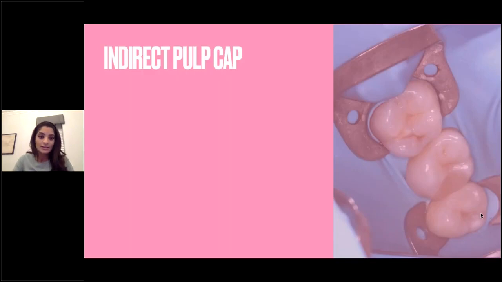So let's talk about indirect pulp capping and how we do it. So, getting more onto the juicy stuff of how we actually do this procedure. The first thing we do is place a rubber dam. It's really important whenever we're working in close proximity to the pulp that we put a rubber dam on.